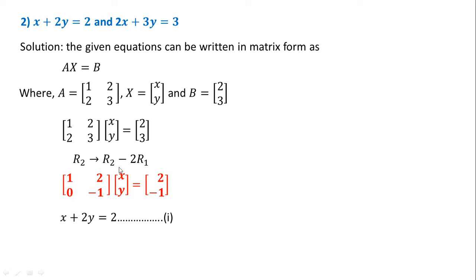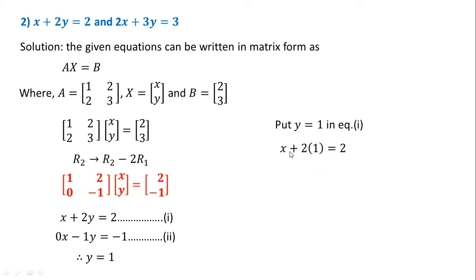So we get x plus 2y is equal to 2. Multiply first row, first column, hence we get this, and the second equation is 0x minus 1y is equal to minus 1. That is nothing but simply we get the value of y is equal to 1 by this second equation. And if you put that value of y is equal to 1 in equation number 1, then what will you get? See, very simple, x plus 2 into 1 is equal to 2. So that is x plus 2 is equal to 2, and hence x is equal to 0.